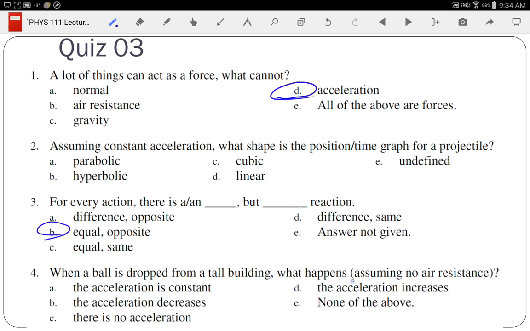And then the last one that everyone got right: when a ball is dropped from a tall building, what happens, assuming no air resistance? If there's no air resistance, then its acceleration is constant at g. In real life, what happens? The acceleration decreases in real life. So why do I teach you this approximation, assuming no air resistance, and then freely acknowledge that that's not the way it actually works?